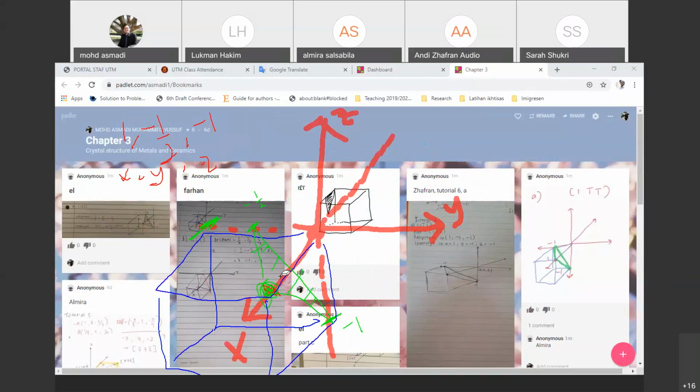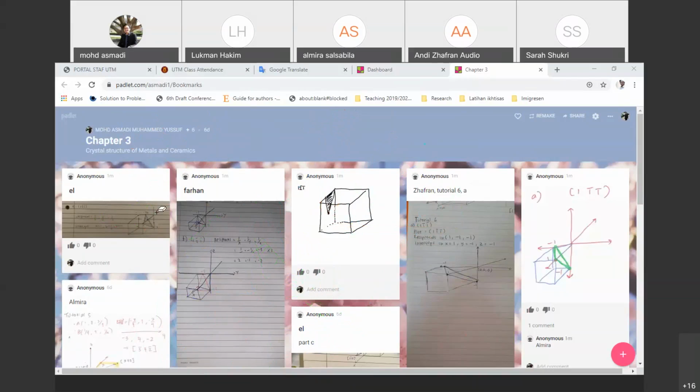Yes, L is correct. That one is correct. Okay. Look at here, L. Do the correct answer. Okay.